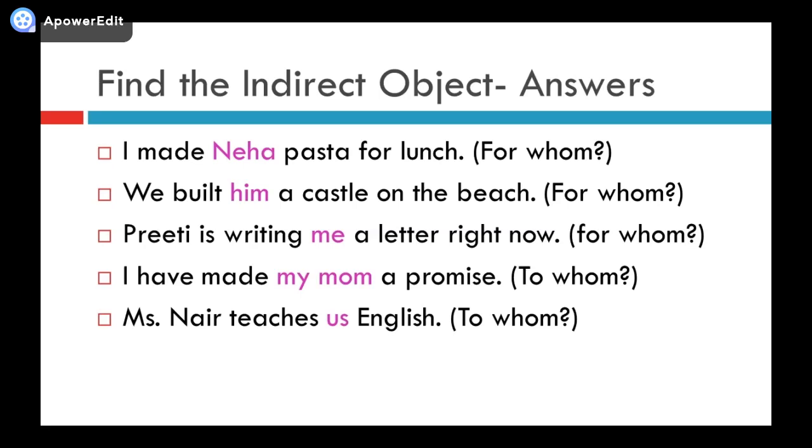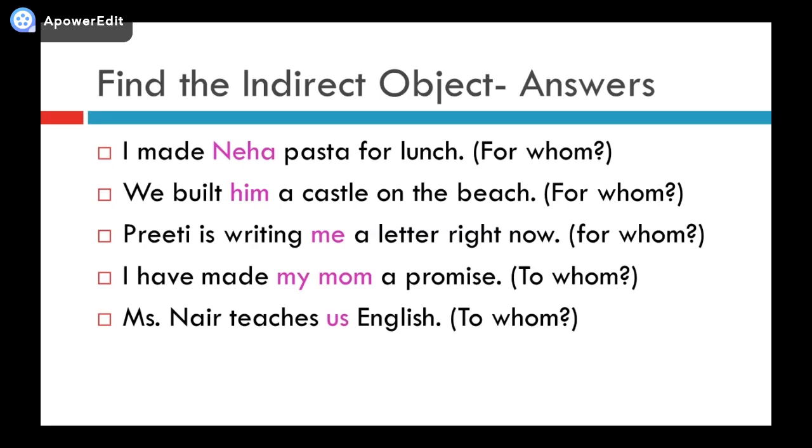I have made my mom a promise. So I am the subject. Have made becomes your verb. Have made what? A promise. A promise is your direct object. But I have made a promise to whom? To my mother. Okay. Miss Nair teaches us English.